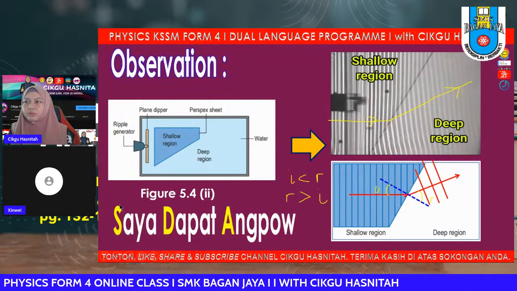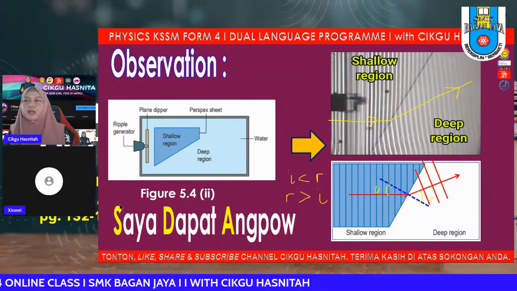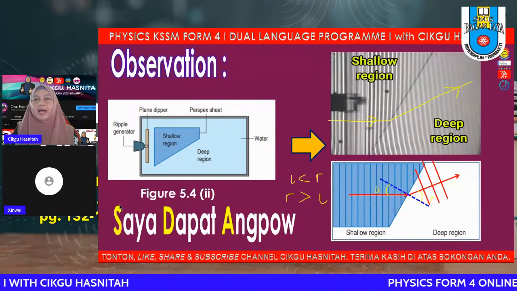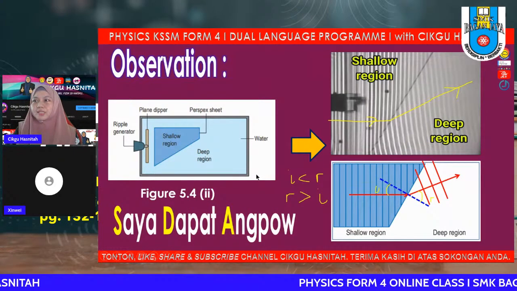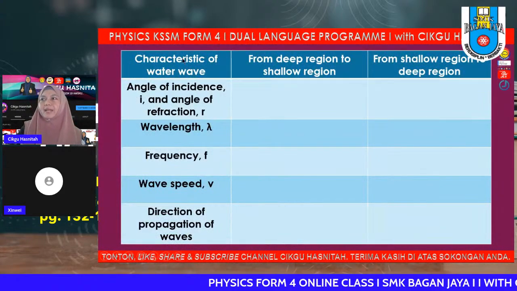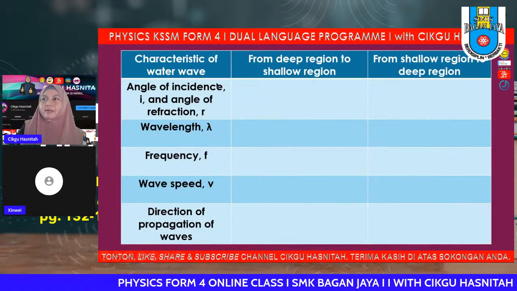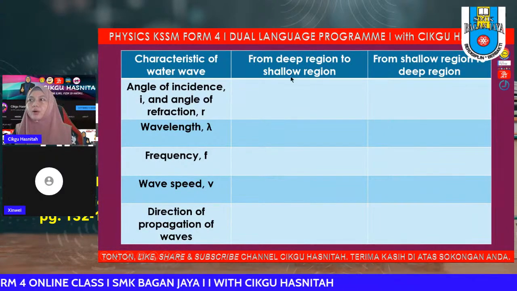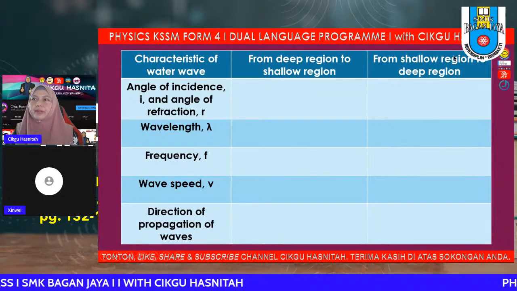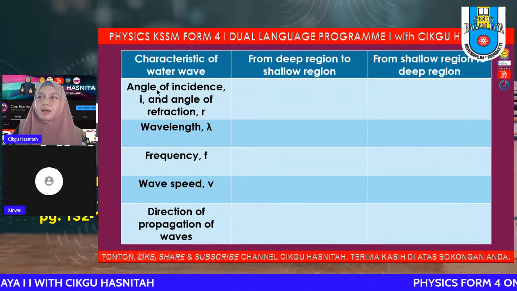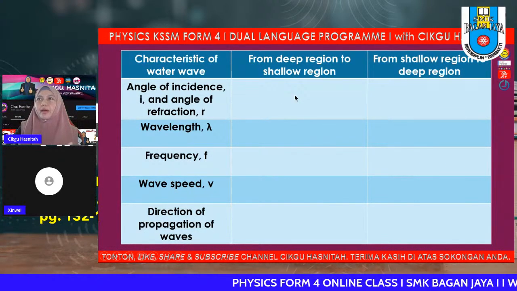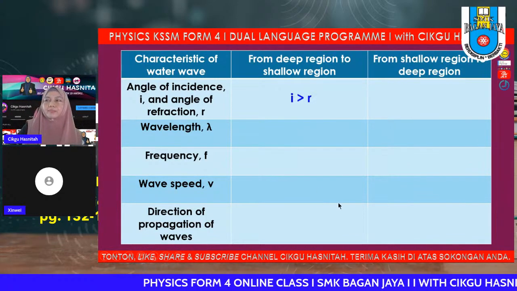From shallow to deep, what happened? And from deep to shallow, what happened to the water? In which direction did it refract, either away or towards the normal? Okay, so this is the characteristic of waves. How do they change from deep to shallow or from shallow to deep region? First and foremost, angle of incidence and angle of refraction, as we see from the activity in experiment 5.4.